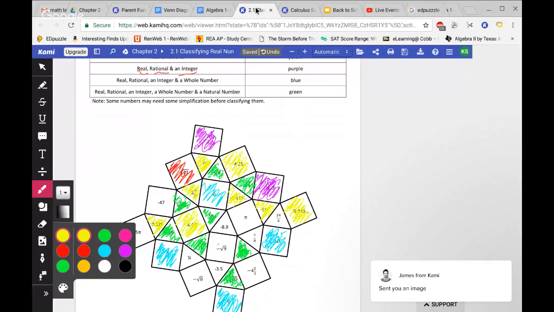Oh, but what about 24 over 6? What does that reduce to? Anybody know? Okay. 24 divided by 6 is 4. So that's going to be real, rational, an integer, a whole number, and a natural number. So that one's going to be painted green.